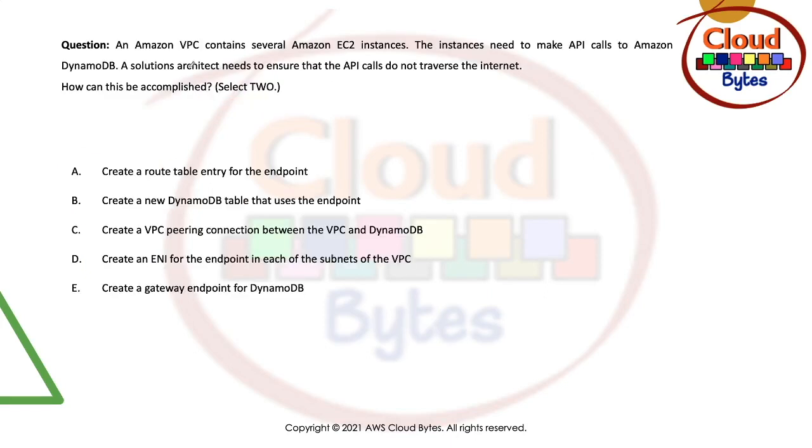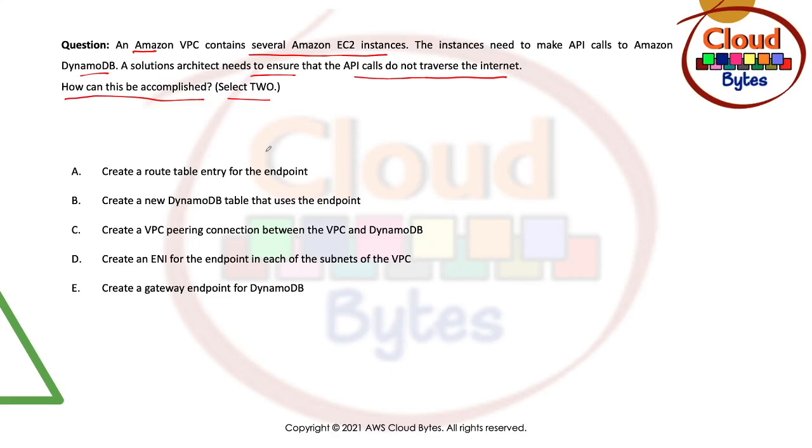This question is about an Amazon VPC that contains several EC2 instances. The instances need to make API calls to Amazon DynamoDB. A solutions architect needs to ensure that the API calls do not traverse the internet. How can this be accomplished? Select 2. The requirement is that we have EC2 instances in a VPC and they need to talk to the DynamoDB service. So how can we do that?